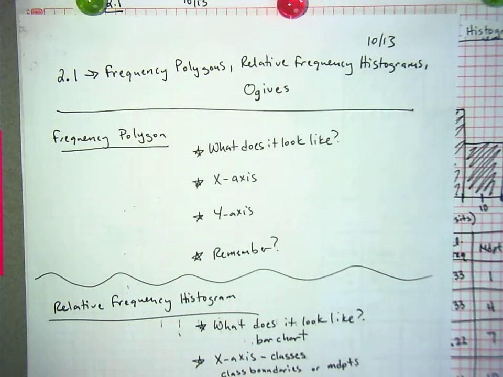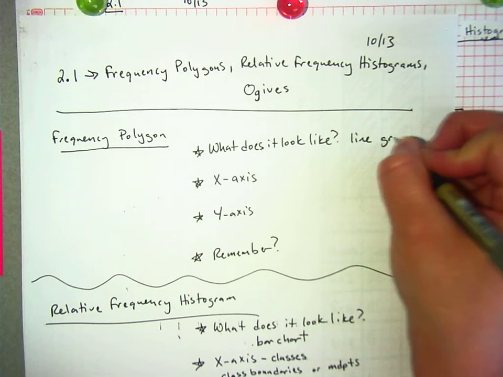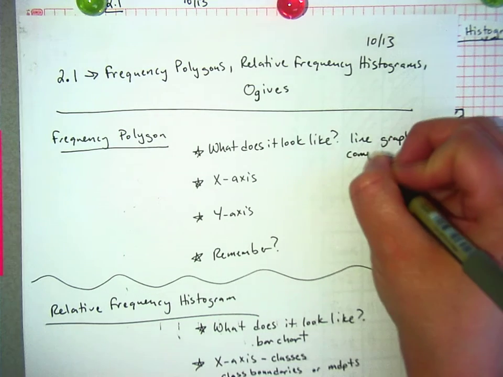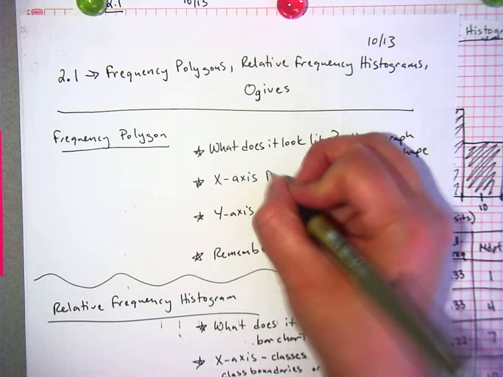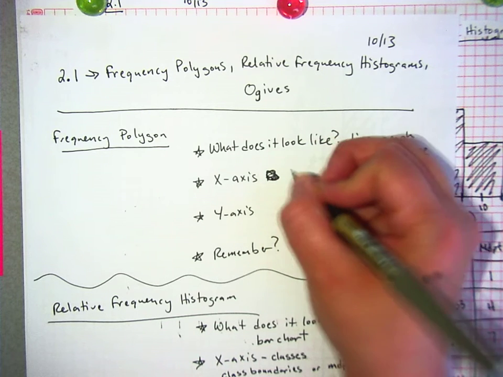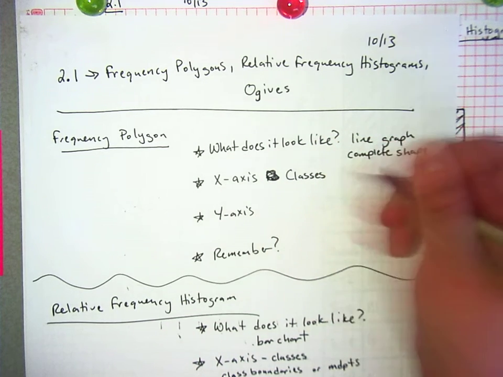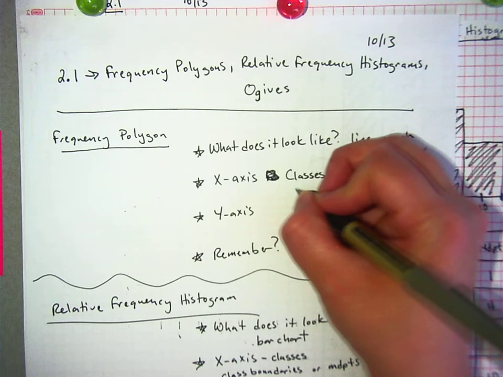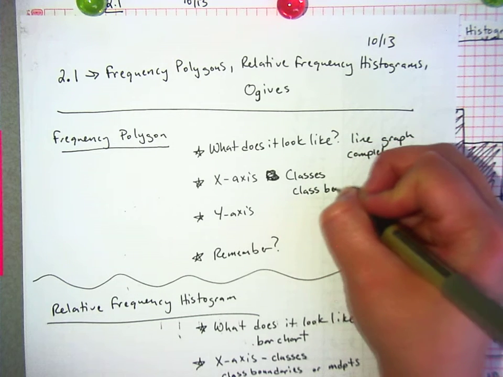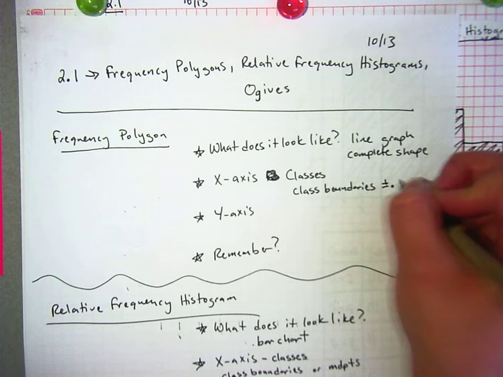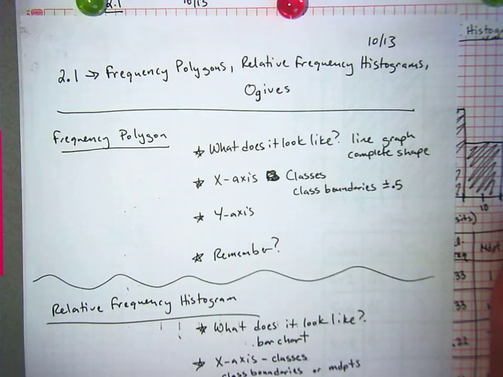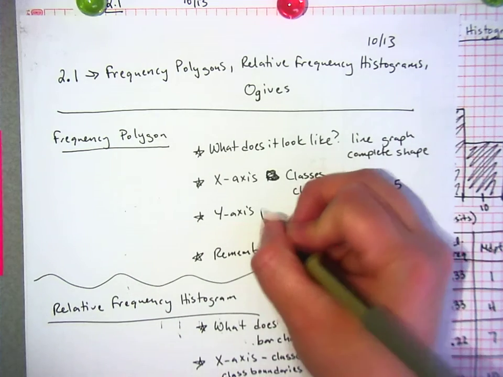Okay, so it looks like a line graph. It ends up being a complete polygon or shape. The x-axis is your classes, and you have to use class boundaries there. Do you remember what class boundaries are? What are they? Right, that's plus or minus 0.5 depending on where you are. The y-axis is frequency.